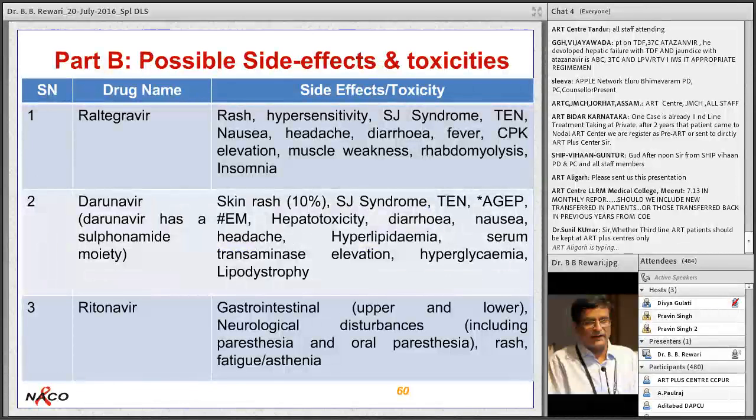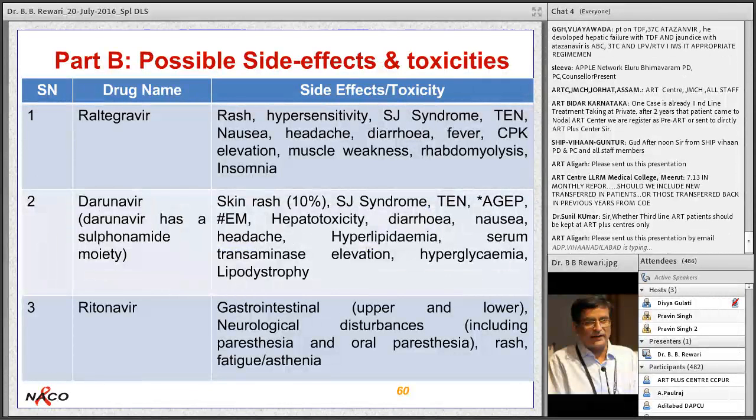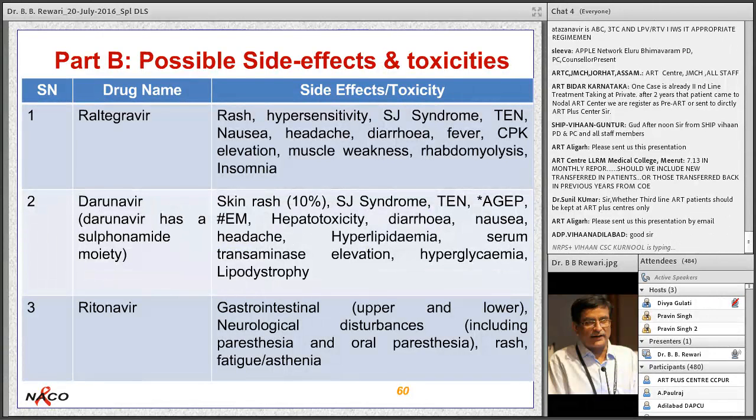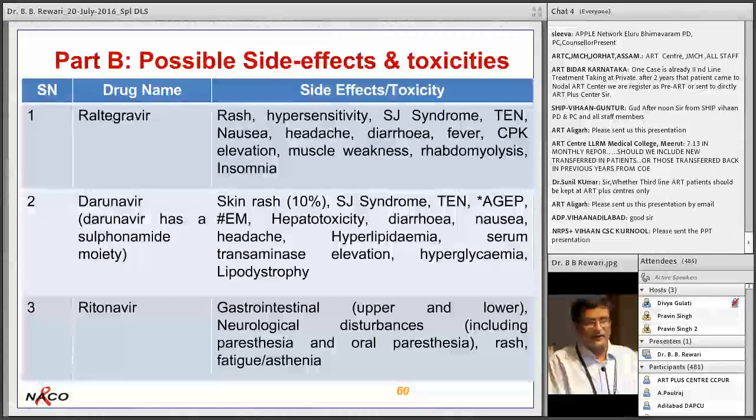Now what are the possible side effects? Possible side effects of raltegravir are rash, hypersensitivity, SJ syndrome, nausea, headache, diarrhea, fever, muscle weakness, but more or less we have seen these in very few patients. The literature also shows that these are not very common side effects, but our centers hardly have exposure to these drugs, so we have to be careful for such symptoms.